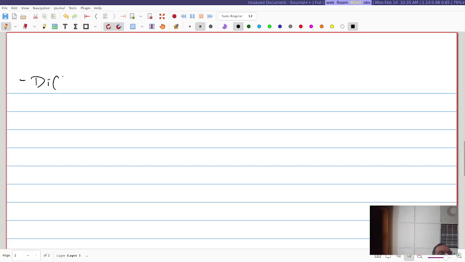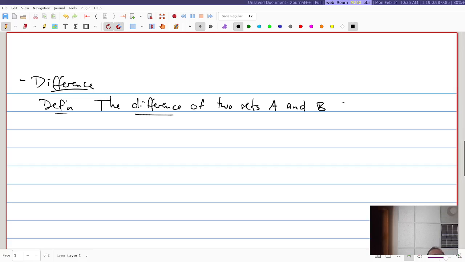So this is set difference. The difference of two sets A and B consists of elements in A, but not in B. Okay? And we write it like this.